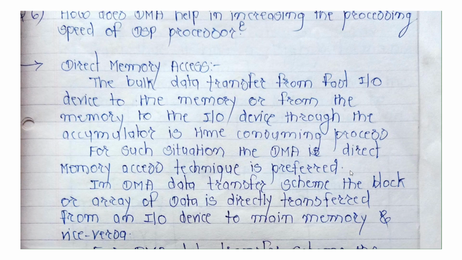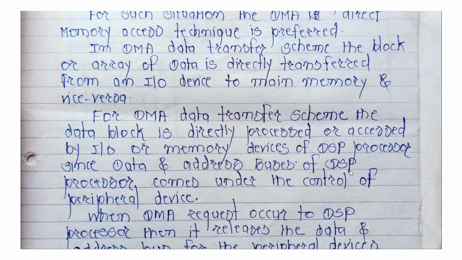So for such situations, the DMA, direct memory access technique, is preferred. In the DMA data transfer scheme, the block or array of data is directly transferred from the IO device to the main memory and vice versa. For the DMA data transfer scheme, the data block is directly processed or accessed by IO or memory devices of the DSP processor, since the data and address buses of the DSP processor come under the control of the peripheral device.